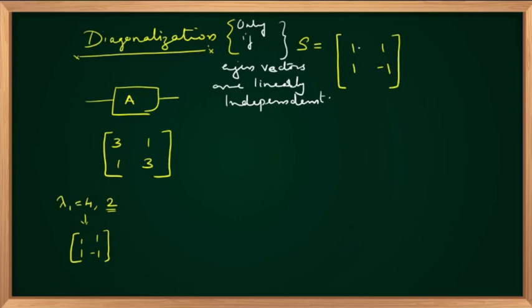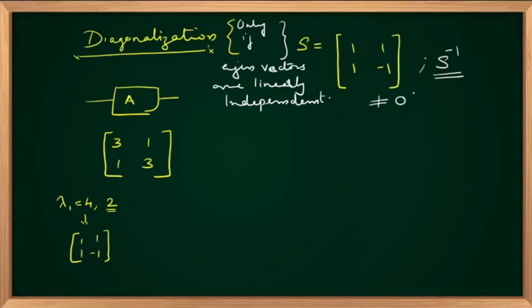Once the eigenvectors are linearly independent, I know the S inverse of this particular matrix will exist, correct? What is the condition for S inverse to exist? A matrix is invertible if and only if its rank is the same as the dimension of the matrix, or if and only if all the columns of the matrix are linearly independent. Here we have two columns, the dimension is 2 and the rank is 2, and hence the determinant will be non-zero.